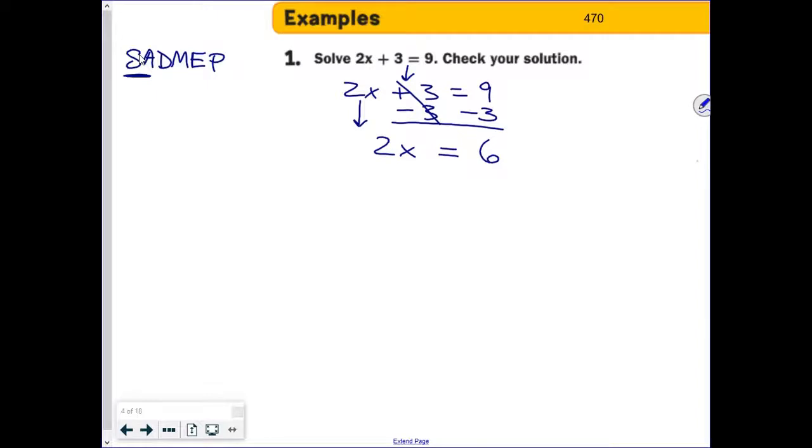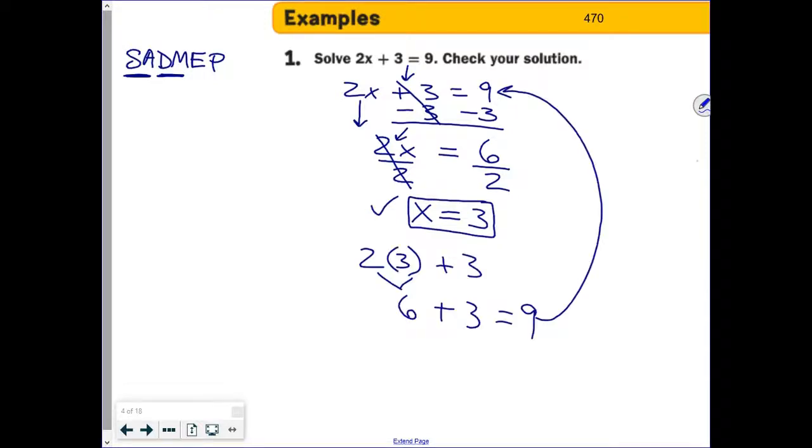Now you will see that this is just a one-step equation involving multiplication and division. Multiplication and division is what we would handle second in a two-step equation because it comes second in our reverse order of operations. We see multiplication, so we're going to do the opposite, which is division. And we will divide by 2 on both sides. 2 divided by 2 equals 1, so those cross off and we're left with 1x, which is just x. And 6 divided by 2 equals 3. So the solution for our two-step equation is x equals 3.